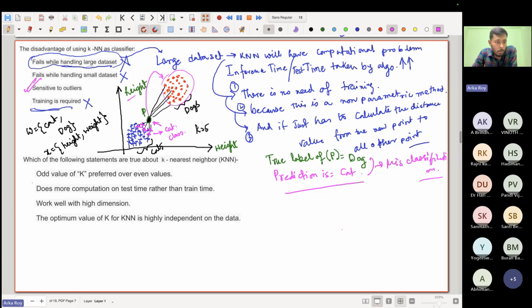Okay. So the next question is, which of the following statements is true about the KNN classifier? Over here, you can see: odd numbers of K are preferred over even numbers of K values. This has logic, because let's say this is your unknown data point, and let's say you choose K equal to 2, and in the second case you choose K equal to 3. Let's say you have the nearest data points like this.